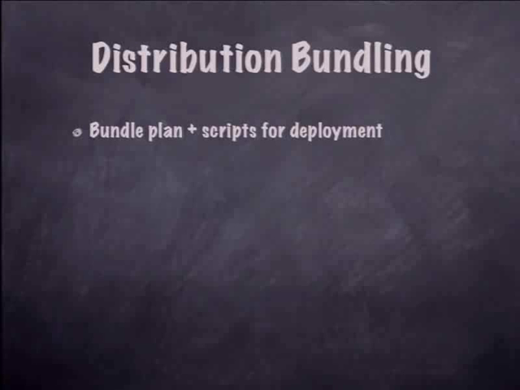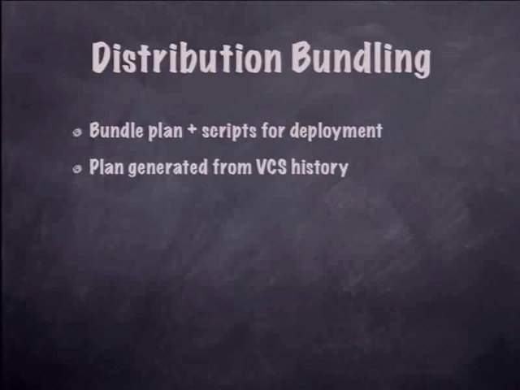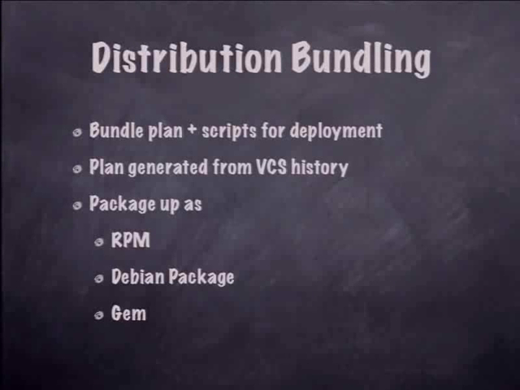So the idea here is that we bundle up the change scripts and the plan into a directory. The plan file that gets written to that directory is generated from the VCS history. And so then with this in this directory, you can package it up as an RPM or a Debian package or a gem or whatever, however you want to distribute it. Then you won't need the VCS on the target system. You would just need Sqitch on the target system to read the plan and do the deployment.